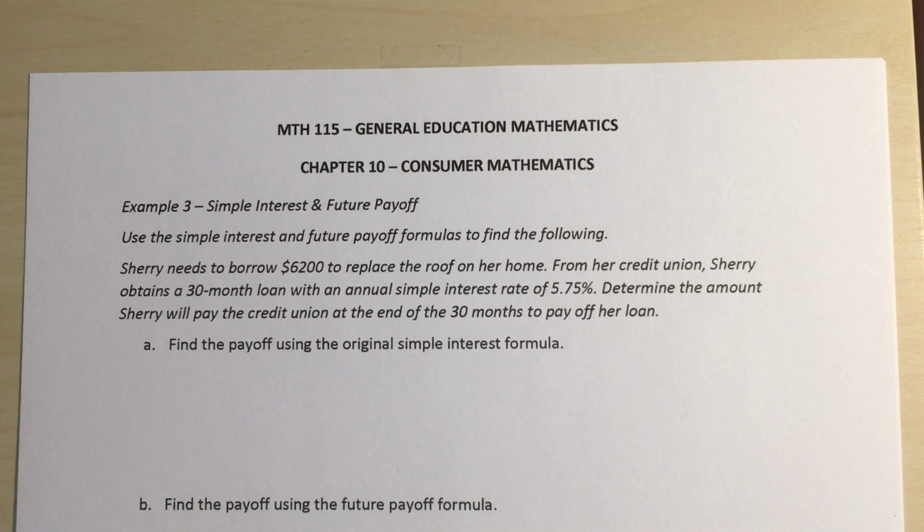In these next couple of examples that we're going to work through in section 10.2, we are going to look at our simple interest and our future payoff. So the first one, we are going to work through example 3 twice using two different methods and show how we can use them. And then we're going to do one in example 4 where we're just going to use our future payoff formula.